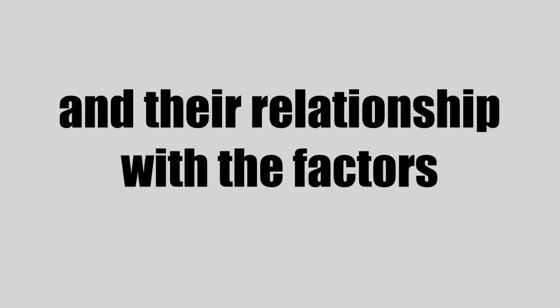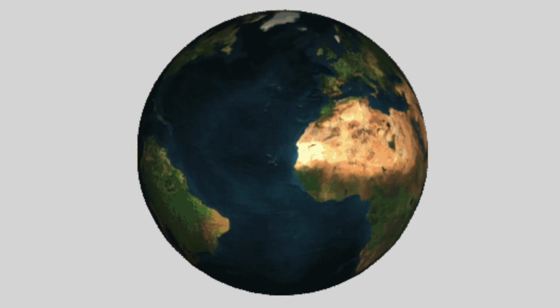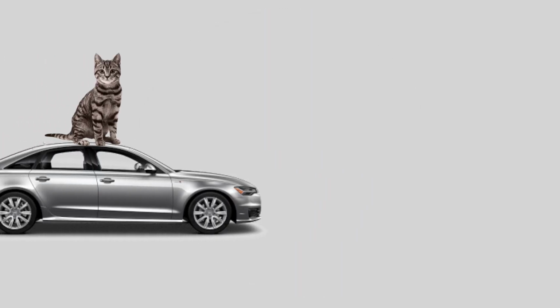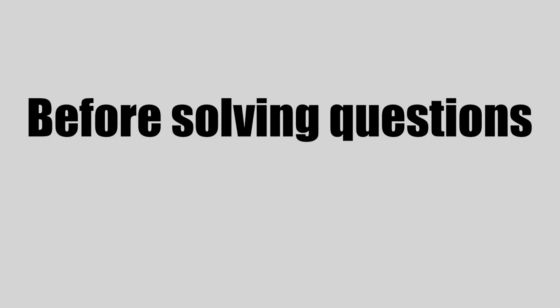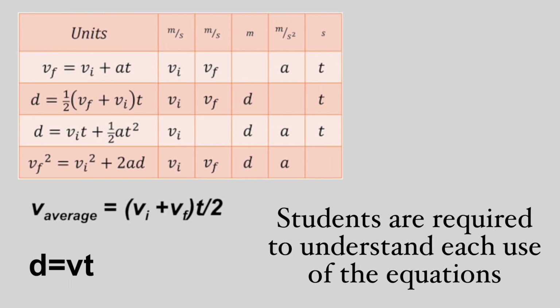After knowing what motion is and its relationship with the 6 determining factors, let's jump right into the application of motion. The reason why we study physics is because we want to understand what is going on in this world. Like, why is the car covering a lot of distance by moving at a high speed? And why does a bullet land so far from its original position? That kind of thing. Before trying to solve questions, we need to know the equations first. So here we go. These are the equations we have covered in this unit, and students are required to decide which one to use in different situations.